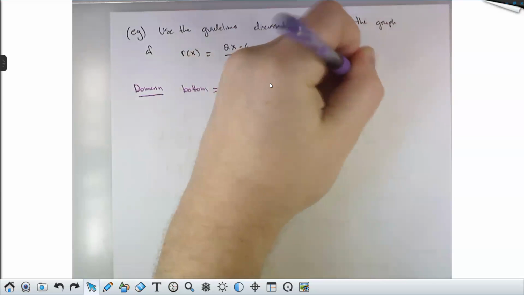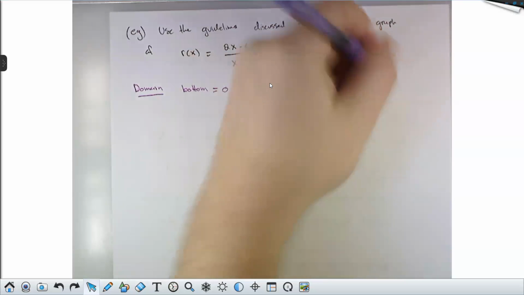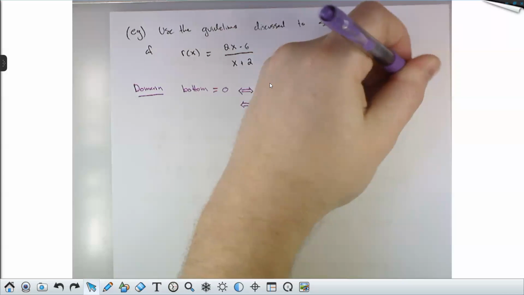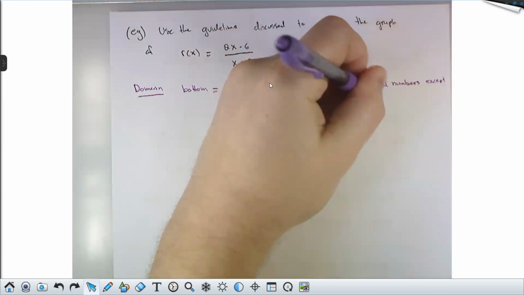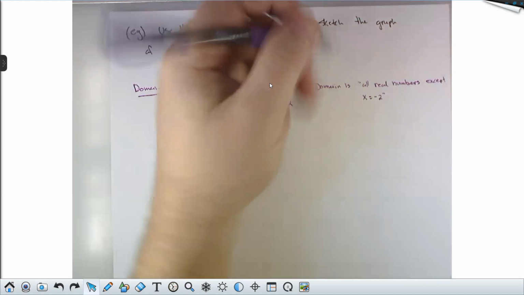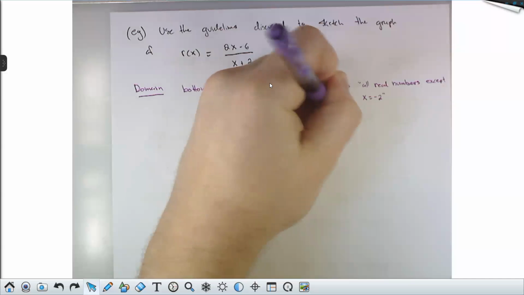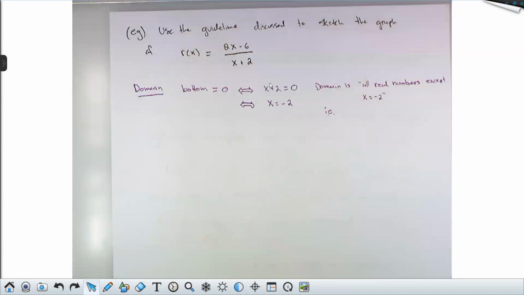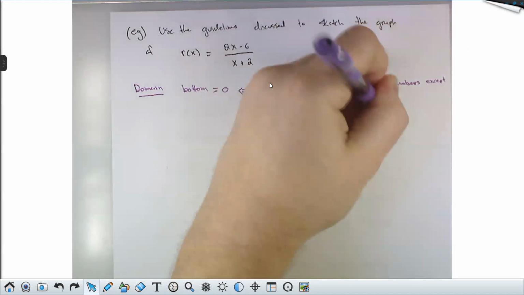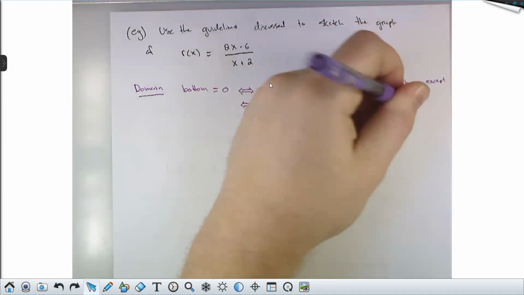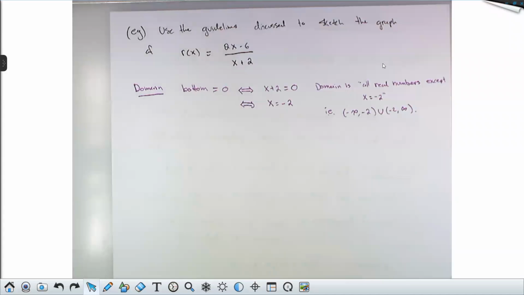So the domain is, there are several different ways to say this, all real numbers except x equals negative 2. And if I want to write that in interval notation, that is the same as negative infinity up to negative 2 unioned with negative 2 to infinity. So you remember our very first activity had us taking sets described like this and writing them in interval notation. One of the reasons we did that was so you would be ready for this stuff now.